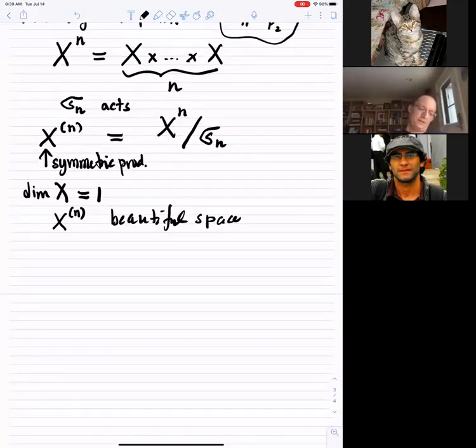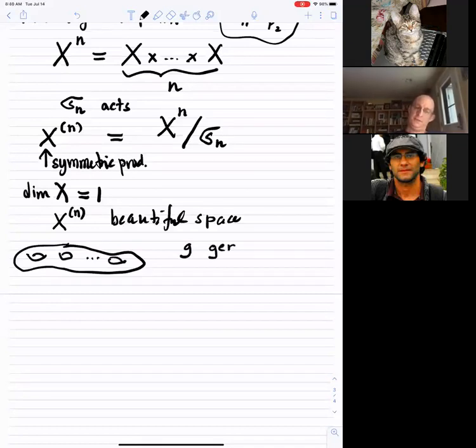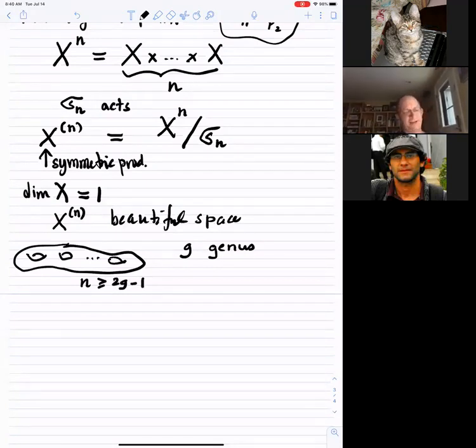So you see, if you have a complex curve, then topologically it's a Riemann surface, so it has a genus, right? g is the genus. It's the number of holes in the topological surface. And if n is large compared to g, then it has a very nice structure. Say that n is bigger than or equal to 2g minus 1, then we can completely understand the structure of this. We can understand it even when n is smaller, but then it's a little bit more complicated. And the way you can think about this is that the symmetric product admits a map to the Picard variety.